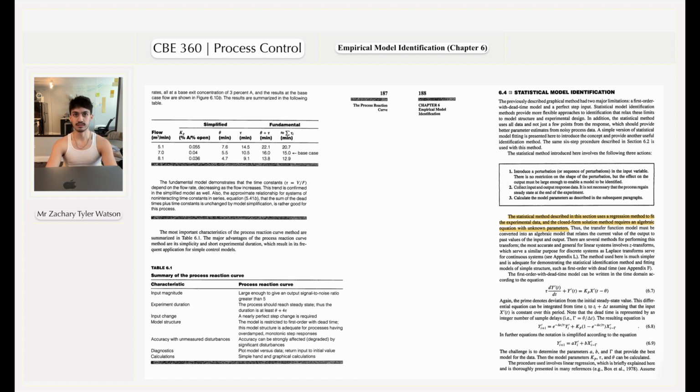Continuing with the table, the accuracy for unmeasured disturbances. Accuracy can be strongly affected or degraded by significant disturbances.